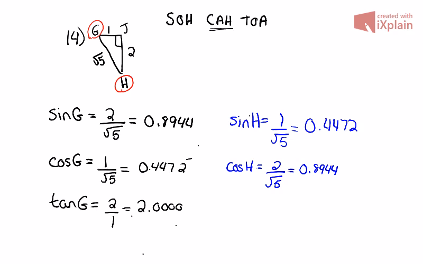And lastly, I need the tangent of H, which would be equal to opposite over adjacent, which equals 1 over 2, which to 4 decimal places will be 0.5000.